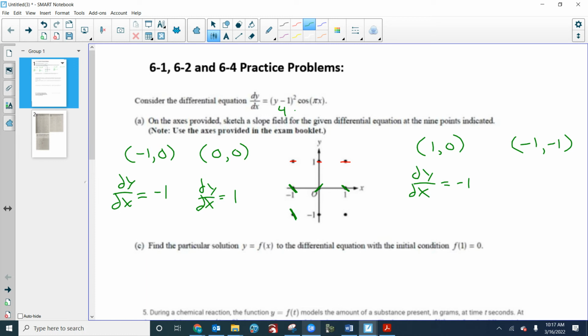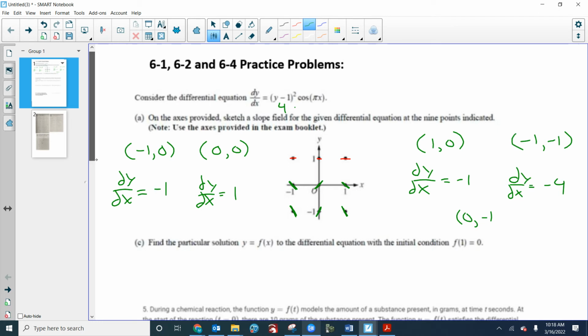How about at 0, negative 1? What do we get? 4. How about at 1, negative 1? Negative 4, right? There's your slope field.